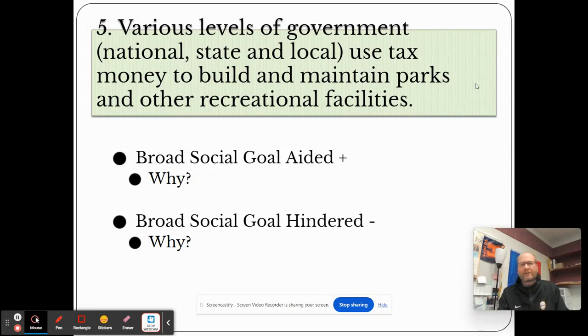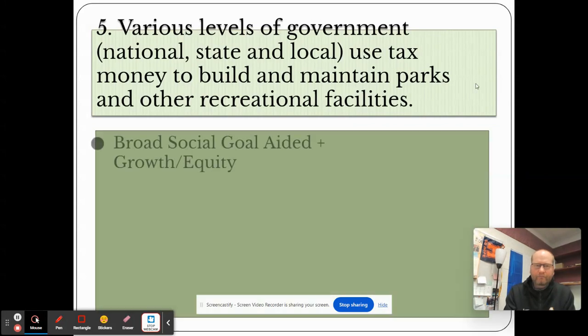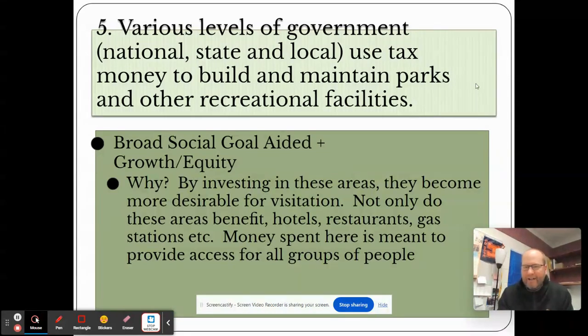All right, then the fifth one: various levels of government, national, state, and local, use tax money to build and maintain parks and other recreational facilities. What broad social goal could be aided and why? Growth and equity. Why? By investing in these areas, they become more desirable for visitation. Not only do these areas benefit hotels, restaurants, gas stations, etc. Money spent here is meant to provide access for all groups of people. So again, all groups of people, everybody can go use those parks, right?